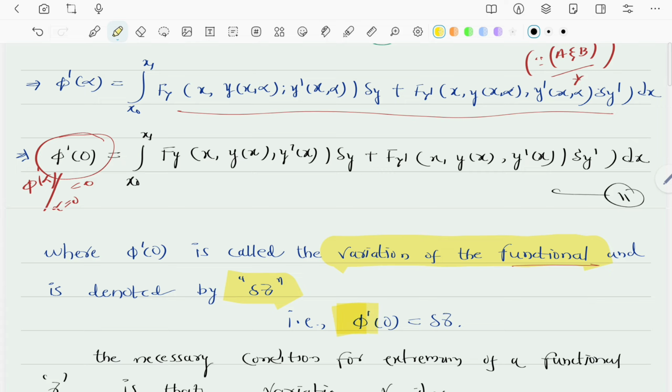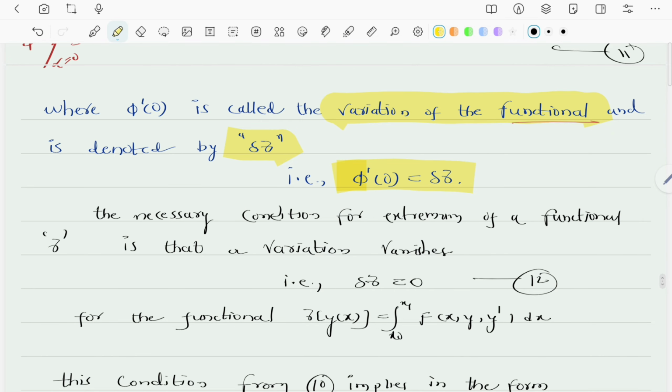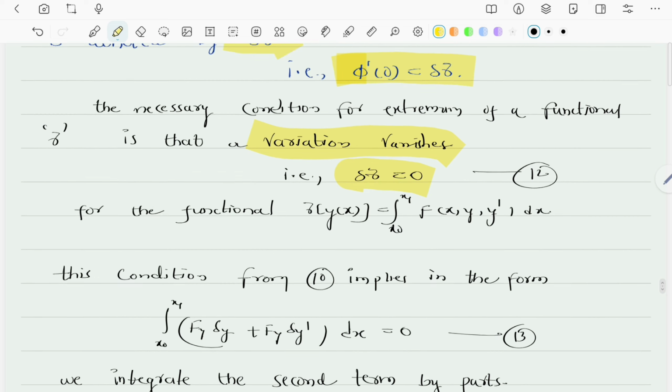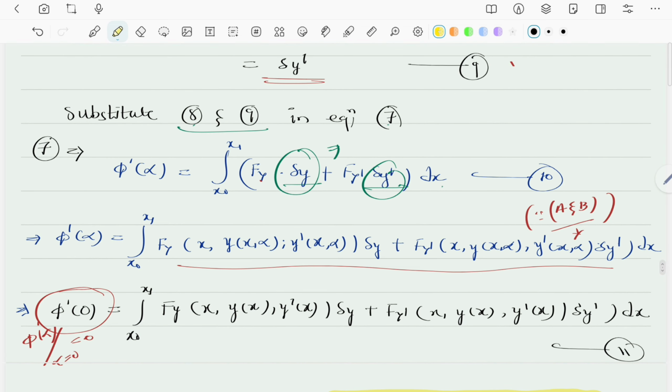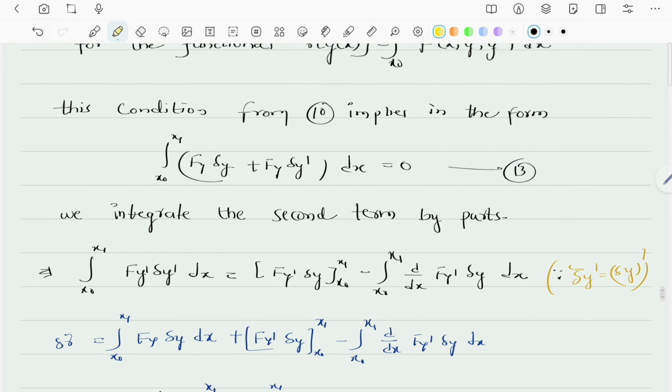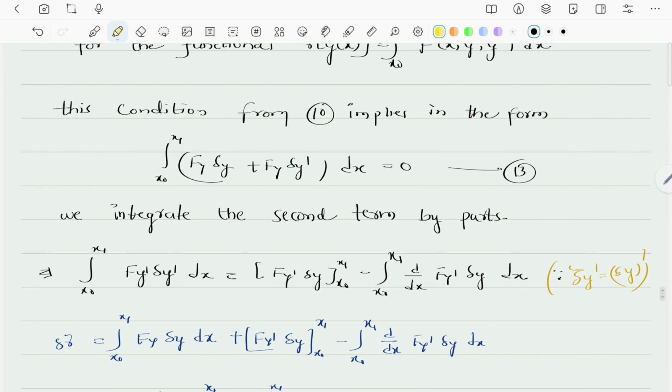We already know that the necessary condition for an extremum of a functional gamma is that its variation vanishes, which implies delta gamma is equal to 0. Therefore for the functional gamma of y of x, the integral from x0 to x1 of f of x comma y comma y dash into dx, this condition from equation 10 implies the integral from x0 to x1 of fy into delta y into dx is equal to 0.